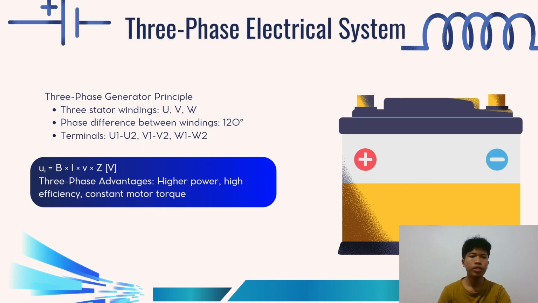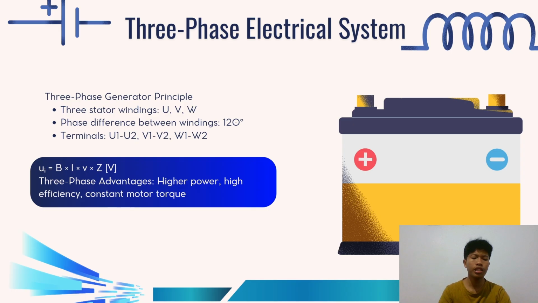Next is the three-phase electrical system. Now we move to the three-phase system, which is the foundation of power distribution worldwide. A three-phase generator has three stator windings labeled U, V, and W. These windings are physically displaced by 120 degrees around the stator. Each winding has terminals U1 to U2, V1 to V2, and the last is W1 to W2.